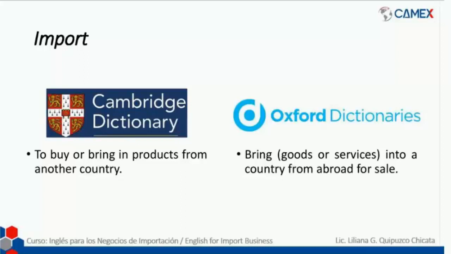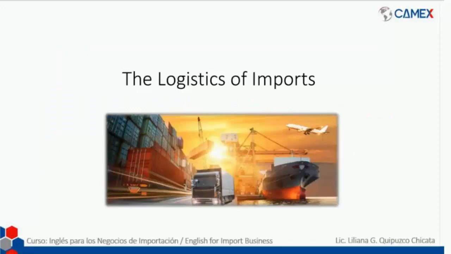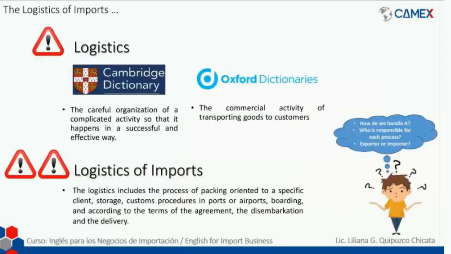Okay, so now that we know what import is, we're gonna see the logistics of imports. So again, what is logistics and what is logistics of imports? So logistics, according to the Cambridge Dictionary, it is the careful organization of a complicated activity so that it happens in a successful and effective way. So it is organize a complicated activity so it can be successful.